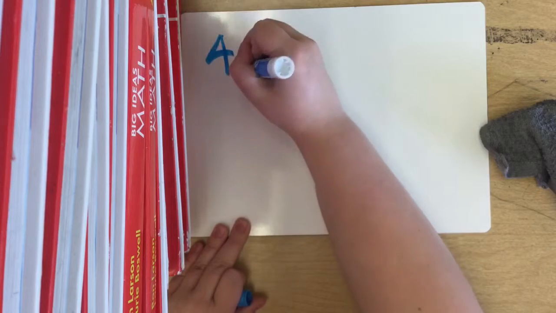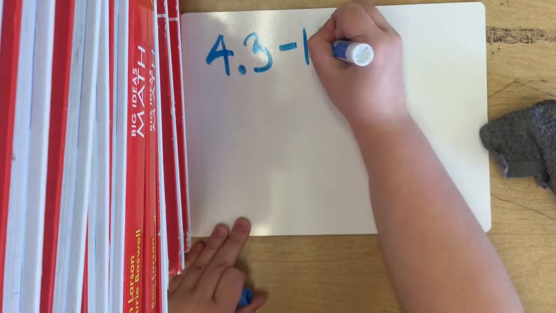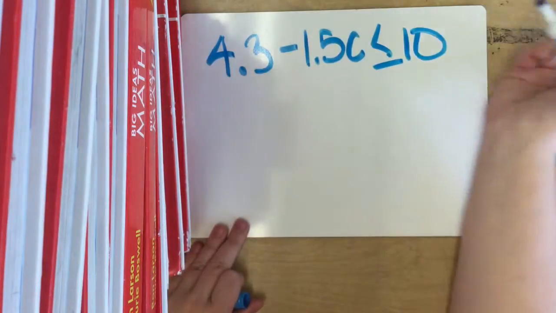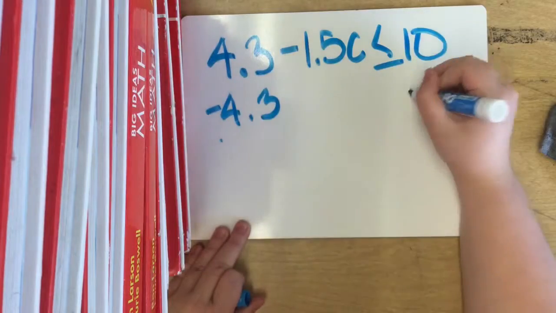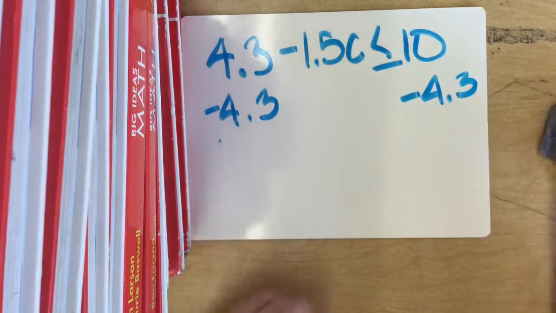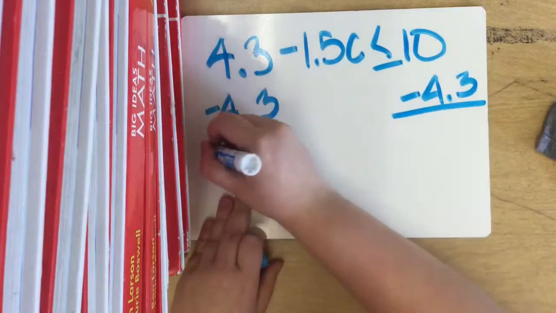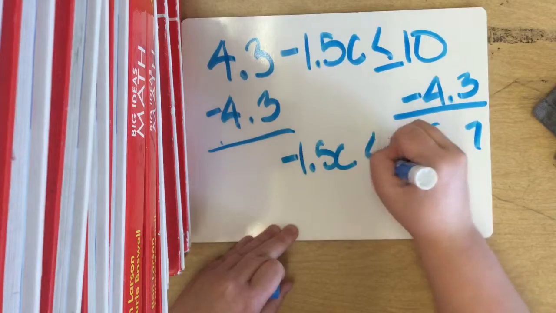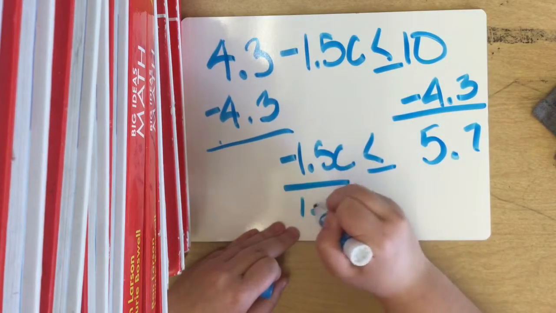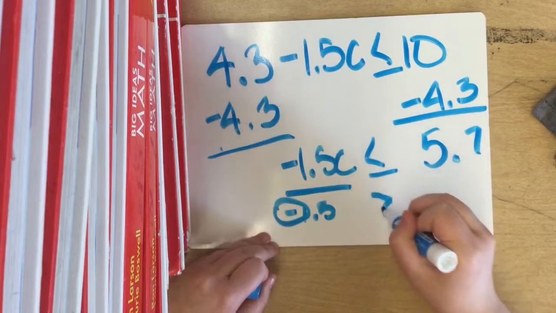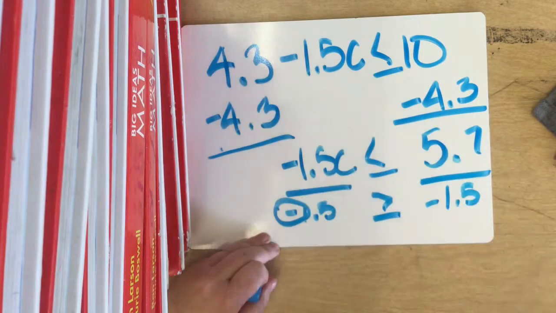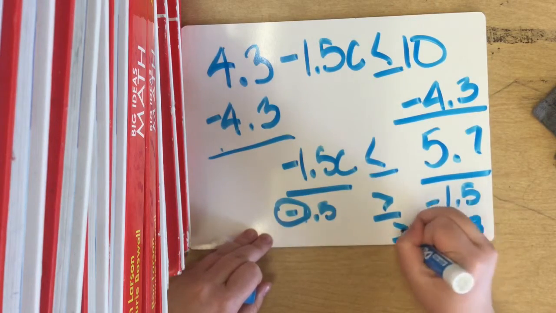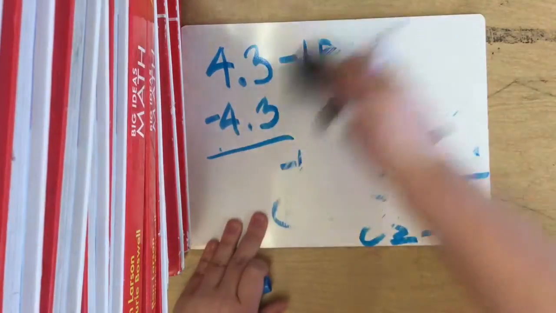To give an example, here we are taking 4.3 minus 1.5c is less than or equal to 10. Now to solve this, we must subtract 4.3 from both sides. On one side, we will get about 5.7, and on the other, we are left with 1.5c is less than or equal to 5.7. Now we are dividing by a negative number, so we have to switch the symbol. And our answer is negative 3.8 is greater than or equal to c.